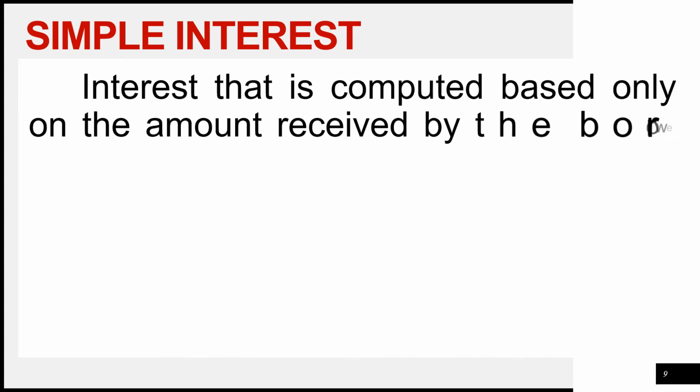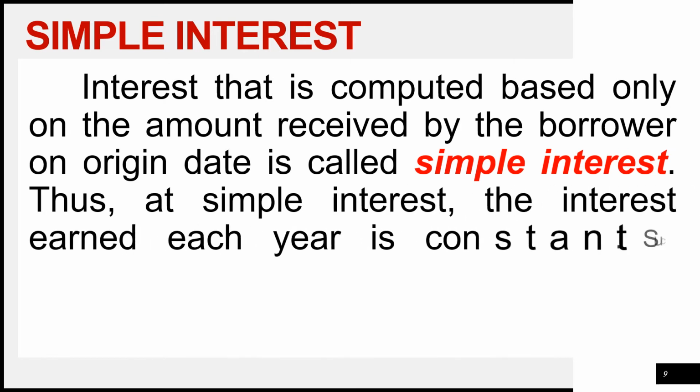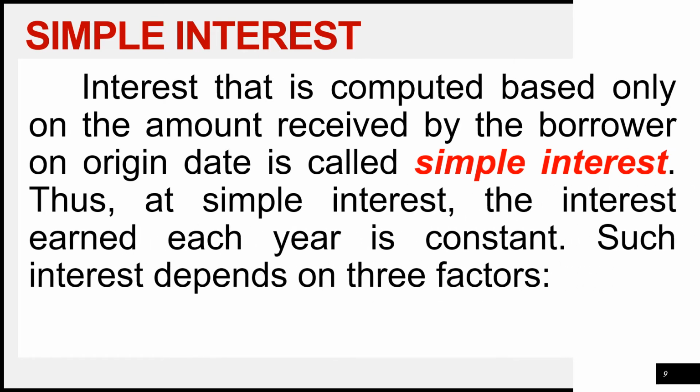When you borrow or you lend money, there are only two types of computations. It can either be computed with a simple interest or a compound interest. The compound interest can be discussed later on. This time, we will be focusing on simple interest. Interest that is computed based only on the amount received by the borrower on origin date is called the simple interest. Thus, at simple interest, the interest earned each year is constant. Such interest depends on these three factors.